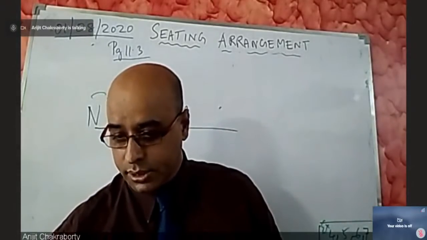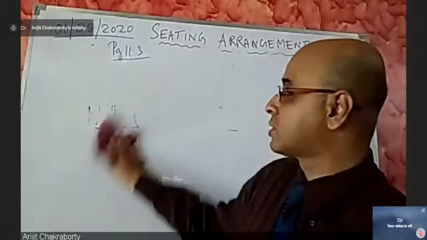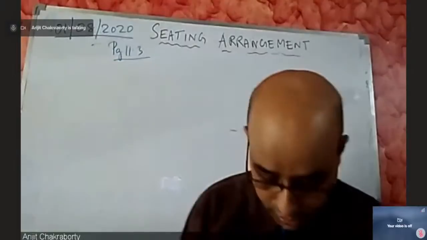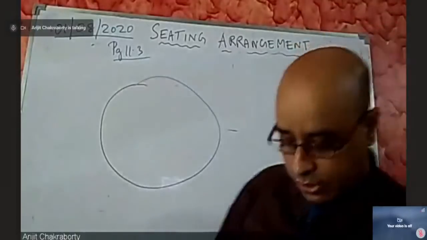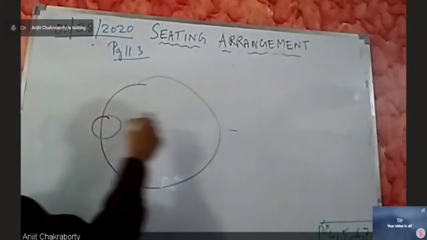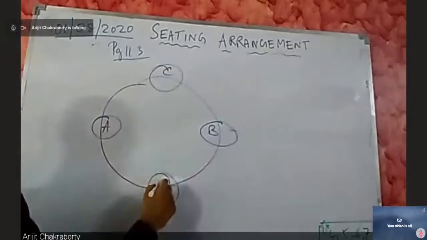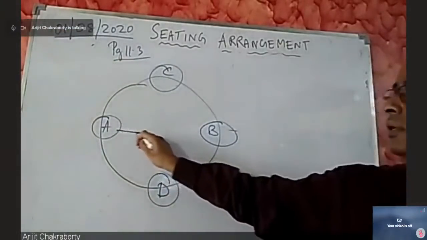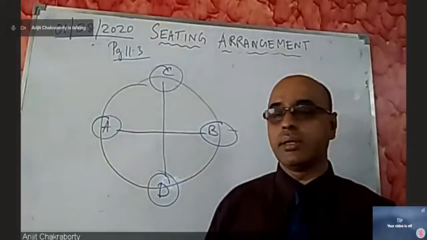Okay, now let's move on to circular arrangement. We have done 4 examples from linear, now we move on to circular arrangement. In case of circular, you can understand if I draw a circle and explain. If people are sitting along a circle, say there are 4 persons, A, B, C and D. We can say that A is sitting opposite to B. A and B are seated opposite to each other. C and D are also opposite to each other, of course.